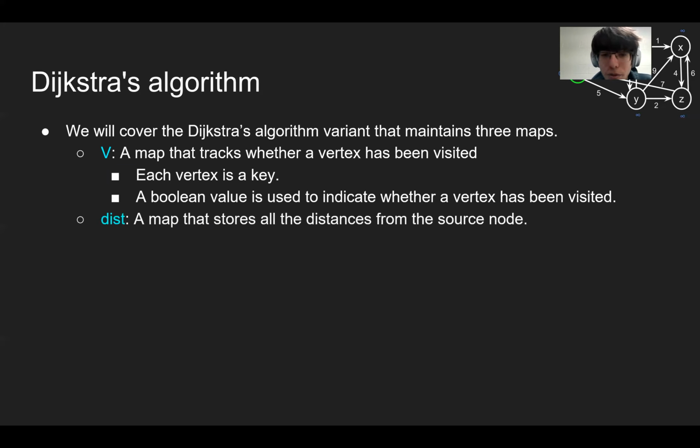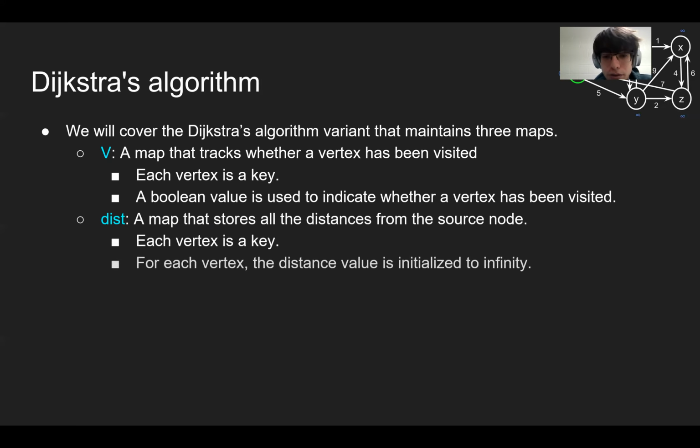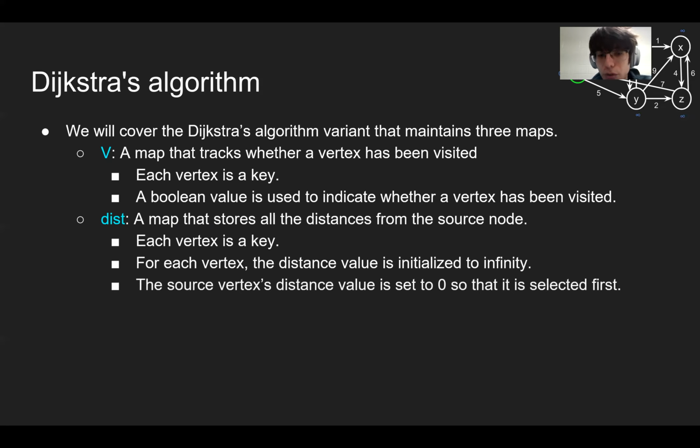Then you have distance. Basically, you have a map which stores distances from the source node. Each vertex is again a key, and you initialize the distance as infinity, and what it maps to is the distance value. The source vertex's distance value is set to 0, right? That way we always choose it first, which makes sense, because we're always choosing the smallest. So we set all of them to infinity and one of them to 0, and we're going to choose the 0 one first.